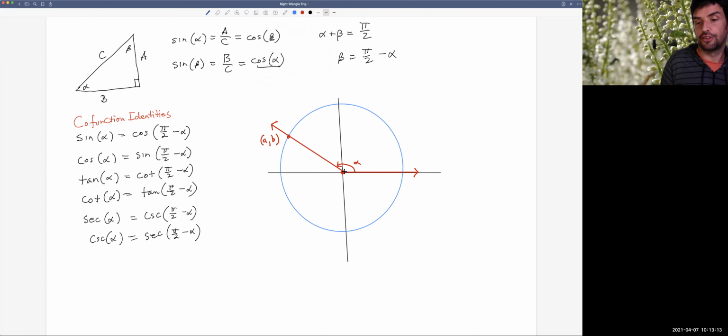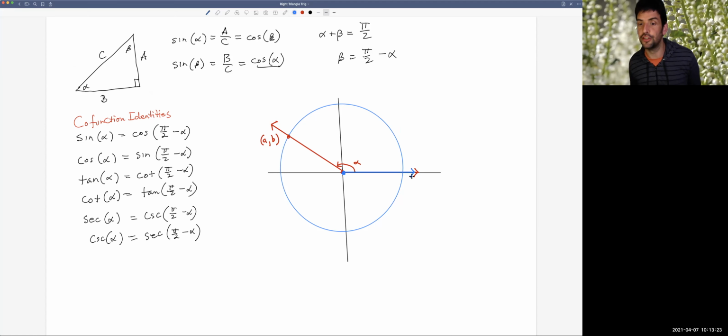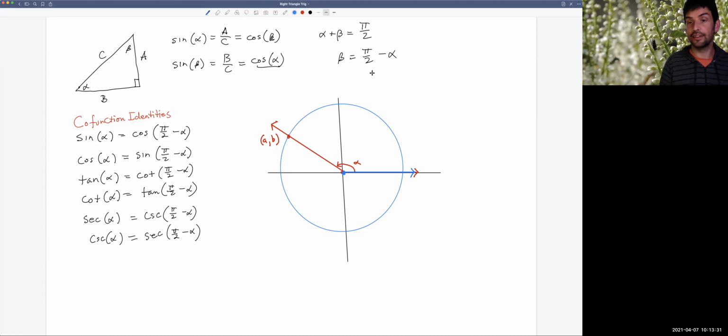Here's how we'll do it. So I'm gonna draw the initial side here. Okay, so these are on top of each other. There's two different angles here. What is an angle of pi over 2 minus alpha? That's what we're saying beta is, pi over 2 minus alpha.